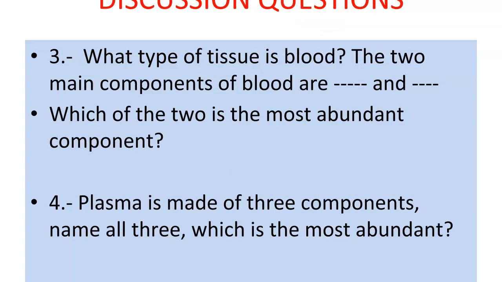So we have gone over the components of blood. Remember that blood is connective tissue, and we know it's connective tissue because it's made of 2 components, the cells and the matrix. The most abundant of these components is the matrix, which is a fluid matrix in this case. It's called plasma. You should know the 3 components that make up plasma: water, proteins, and other substances. And the most abundant of these 3 components is water.